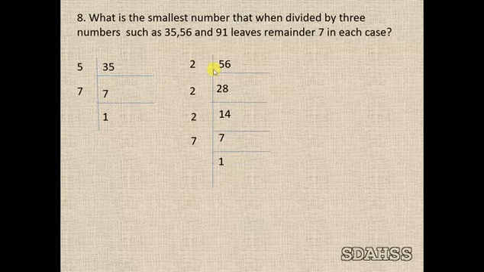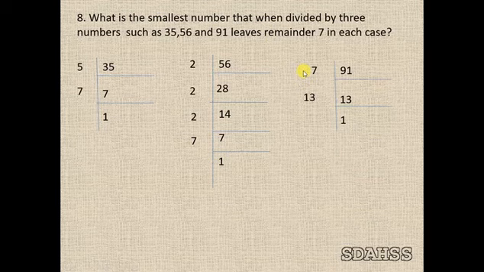Now consider 56. 56 can be divided by 2 table. If you divide by 2 table, you will get 28. 28 can be divided by 2 table. If you divide, you will get 14. 14 can be divided by 2 table. If you divide, you will get 7. 7 can be divided by 7 table, then you will get 1.